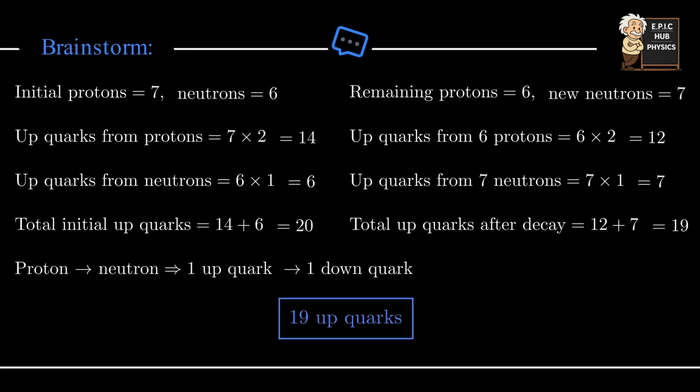What did we do? We wanted the total number of up quarks in the nucleus after beta plus decay. We began by counting the up quarks in the initial nucleus, which had 7 protons and 6 neutrons. We then accounted for the conversion of 1 proton into a neutron, which reduced the total number of up quarks by 1. Finally, we recalculated the total number of up quarks in the new nucleus, which consisted of 6 protons and 7 neutrons.